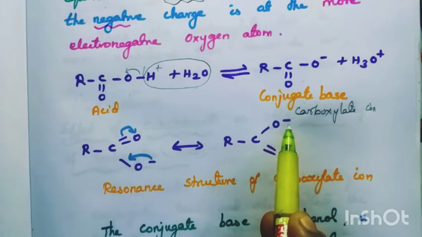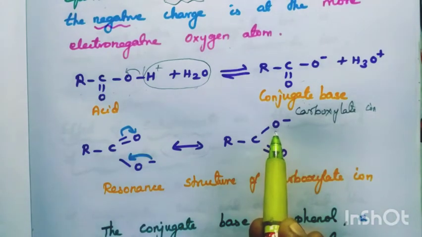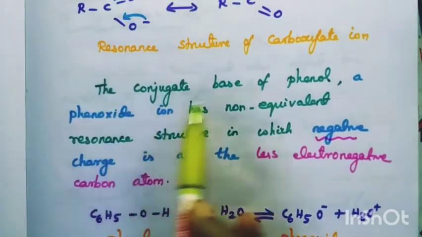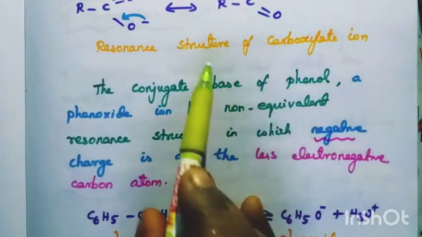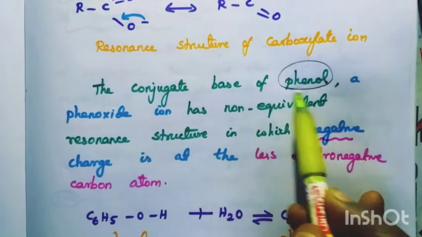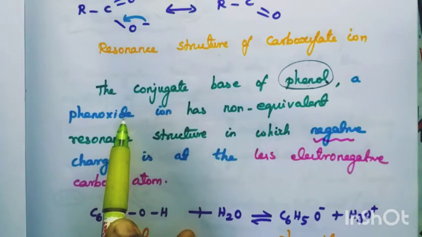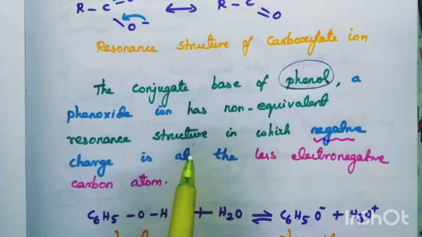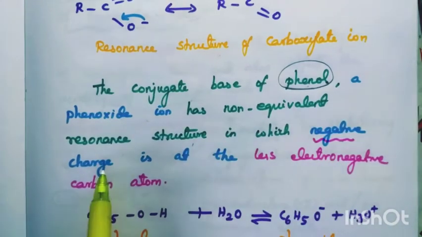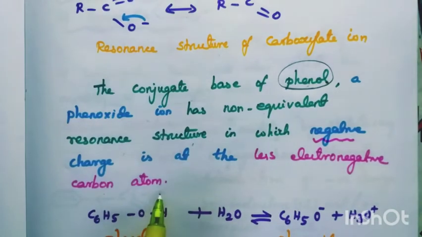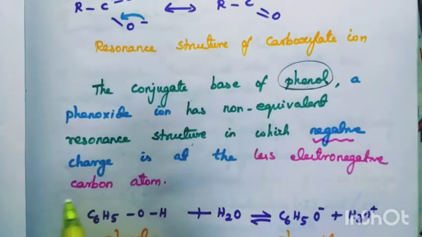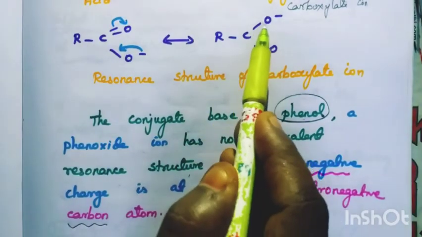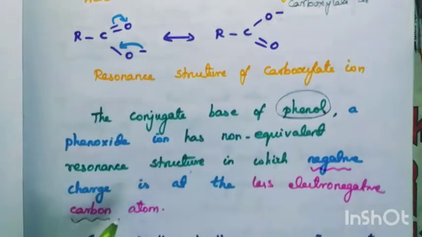Here the negative sign is placed on the highly electronegative oxygen atom. This is about carboxylic acid. Now, about phenol. In phenol, the phenoxide ion is the conjugate base. The resonance structures are not equivalent, and the negative charge is at the less electronegative carbon. Here the negative charge is at the carbon, whereas there it is on oxygen.